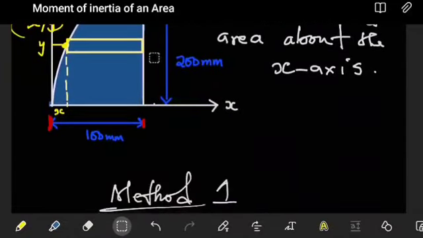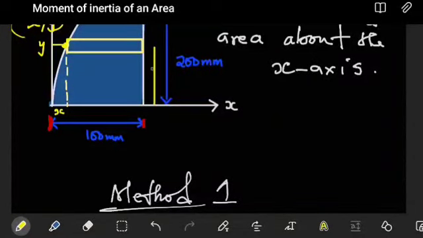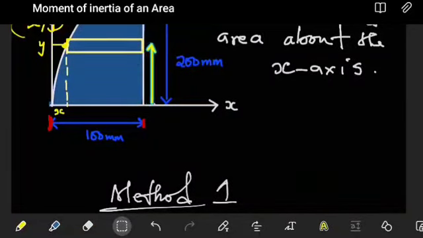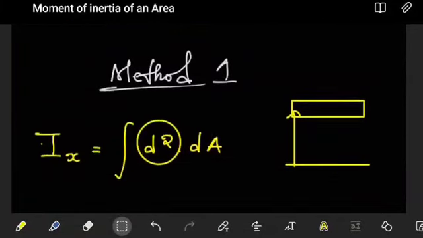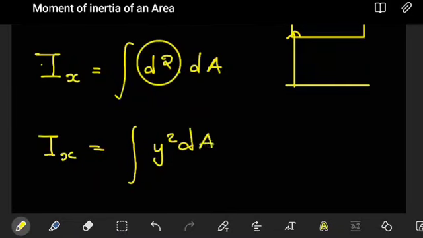But when you look at this distance, observe that it is the same as what? Look at that. This distance d is actually the same as the y value there. So instead of using d squared, we end up using just y squared. Here, our distance d can be seen to be equivalent to that variable y. So here we end up with y squared dA.